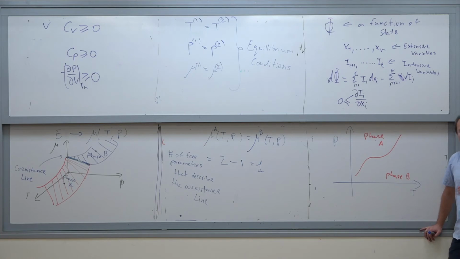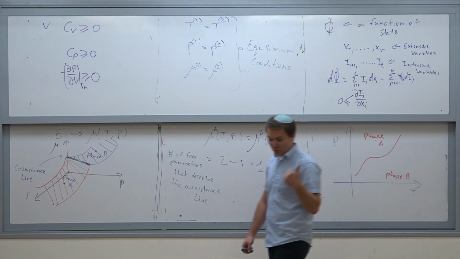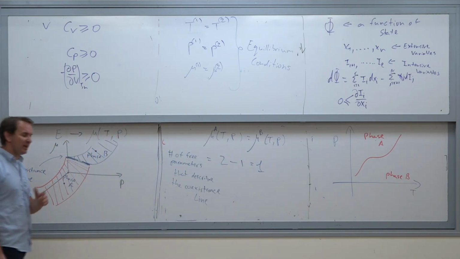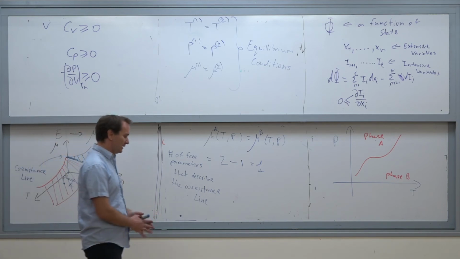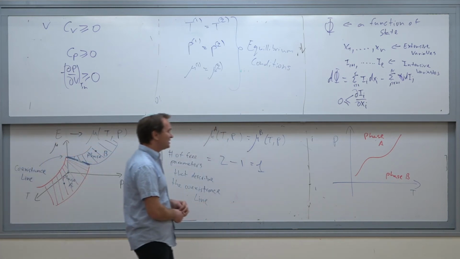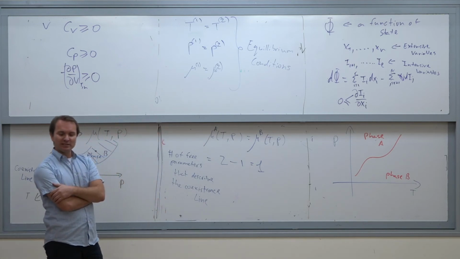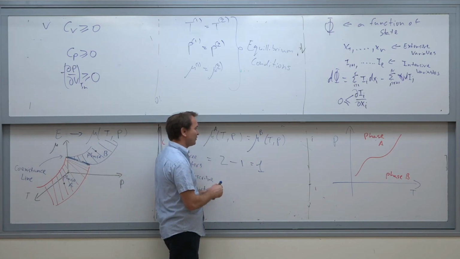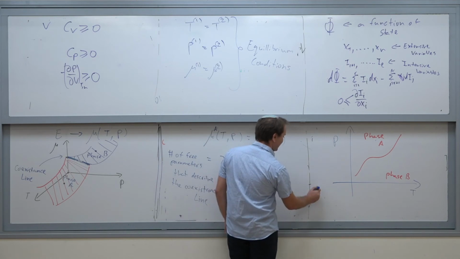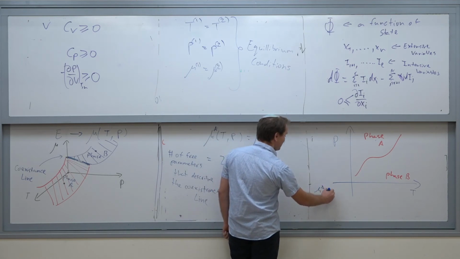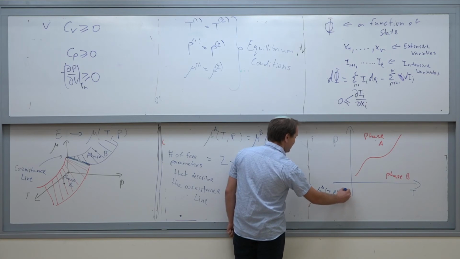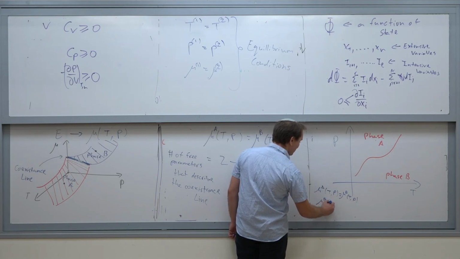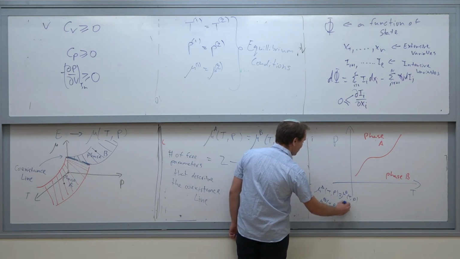Can I have a situation where three phases coexist? For example, water, vapor, sorry, liquid, vapor, and crystal, so ice, right? Can I have a situation where three of those coexist? The answer is yes. What will happen over there? I will have a third phase, and I will write that mu A of T and P equals mu B of T and P, and mu B of T and P equals mu C of T and P.